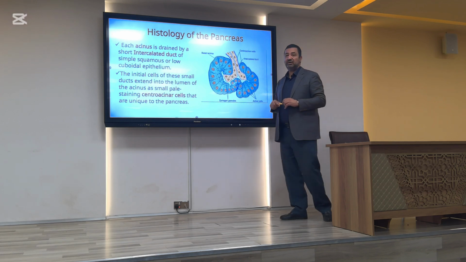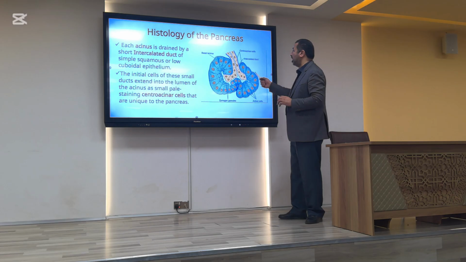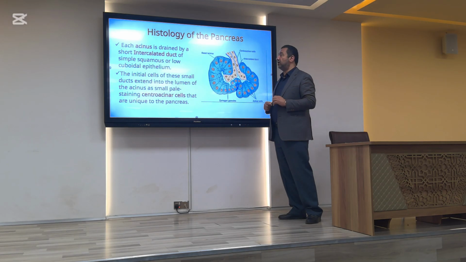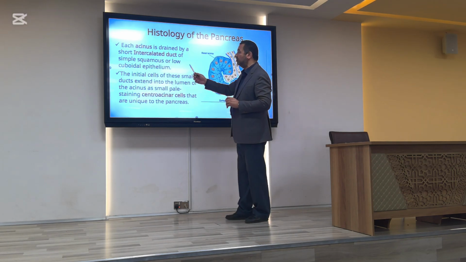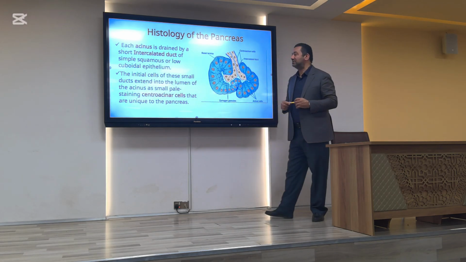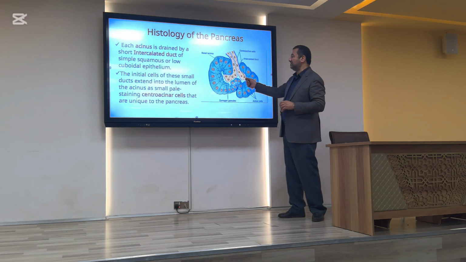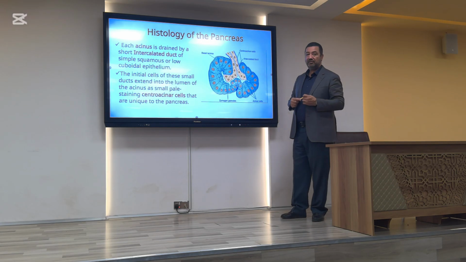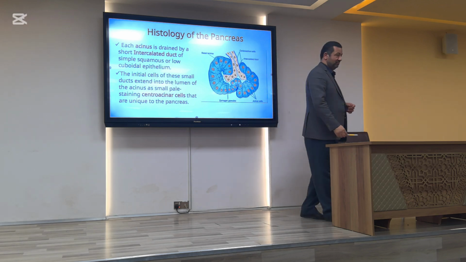Each acinus is drained by a short intercalated duct of simple squamous or low-cuboidal epithelium. The initial cells of this small duct extend into the lumen of the acinus as small pale staining centroacinar cells that are unique to the pancreas. Okay?